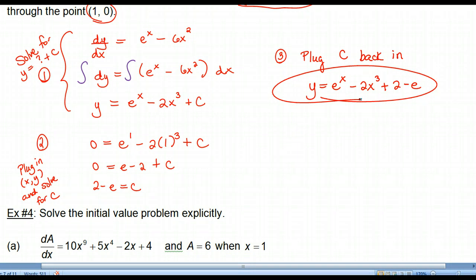So it's kind of nice. I mean, it just follows those three steps. You're going to solve for y with the plus c, plug in, find out what c equals, and then just rewrite the equation with c in it.